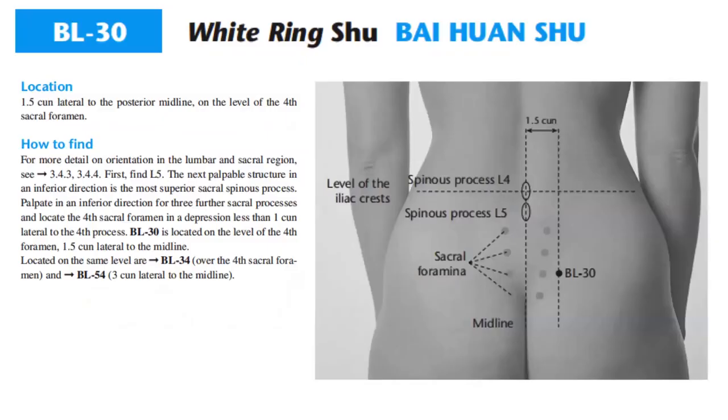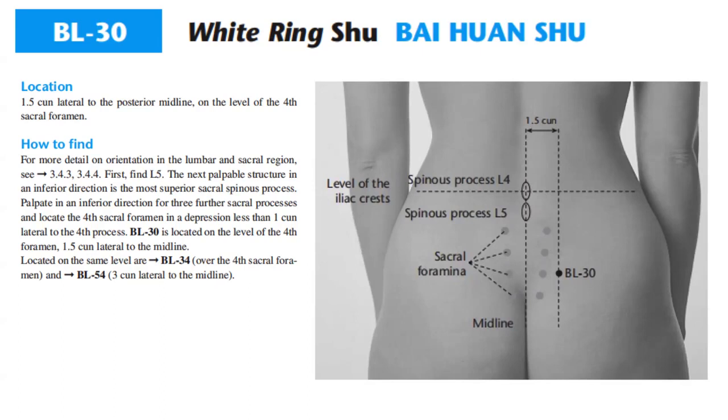Bladder 30. Location: 1.5 cun lateral to the posterior midline, on the level of the fourth sacral foramen. First, find lumbar 5. The next palpable structure in an inferior direction is the most superior sacral spinous process. Palpate in an inferior direction for 3 further sacral processes and locate the fourth sacral foramen in a depression less than 1 cun lateral to the fourth process. Bladder 30 is located on the level of the fourth foramen, 1.5 cun lateral to the midline.